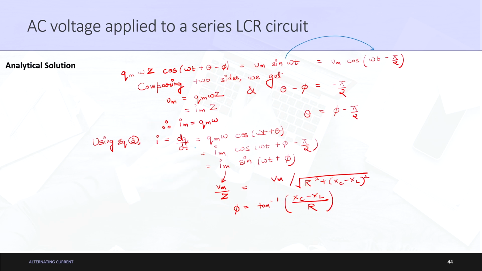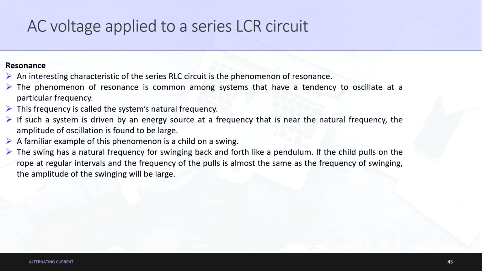Therefore, I is equal to dq by dt, which is equal to qm omega cos(omega t plus theta). In the place of theta, I wrote phi minus pi by 2, and I changed this equation to sin(omega t plus phi). I is nothing but Vm by Z, and phi is nothing but tan inverse of (XC minus XL) by R. So, that is how the analytical solution is obtained, and it is in line with the solution we obtained using the phasor diagram solution. Okay. Fine.